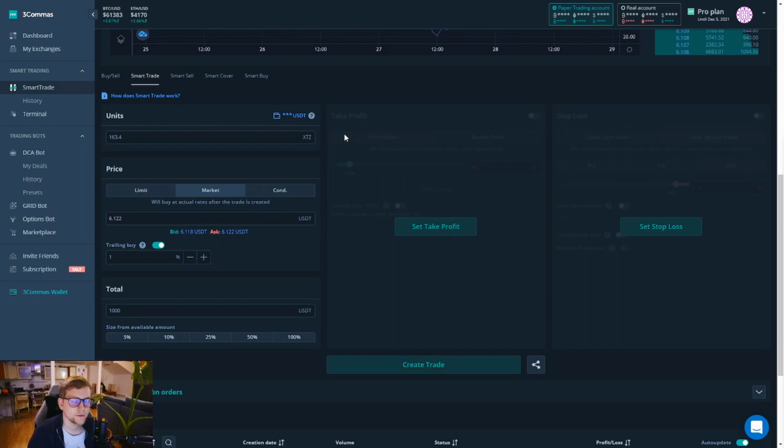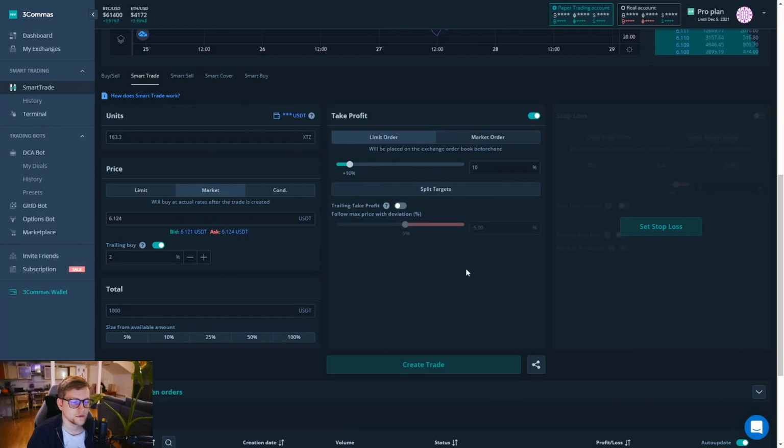So I'm back in 3COMMAS, and in the trailing buy function, I will put it to 2%. In total, I will use 1000 USD for the trade. The next step is to set take profit. Here, you can select how much profit you want to earn with this trade. 3COMMAS smart trade has really good options called split targets. I will show you that in a moment.